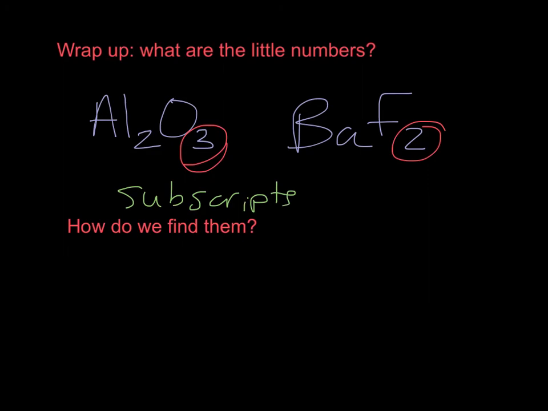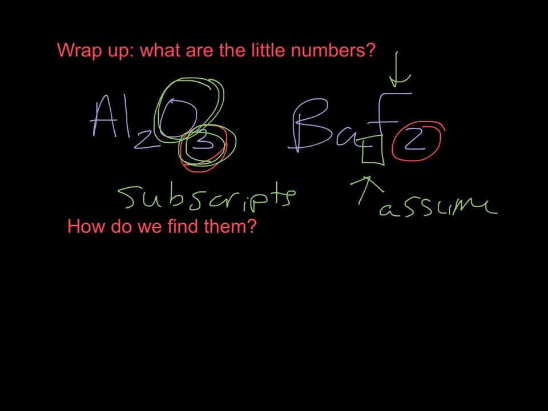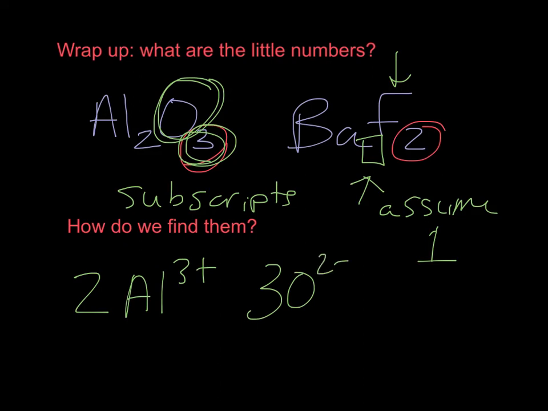These tell us the number of atoms that we have. So this tells us how many oxygens are there, or in this case, how many fluorines are there. And remember, if we don't see a number, we assume it's 1. Okay? And how do we find them? Remember, this came from the fact that we needed 2 Al3 pluses and we needed 3 O2 minuses. So you can go back to your notes and look at that, but that's where these came from. These were the numbers that we had out here.